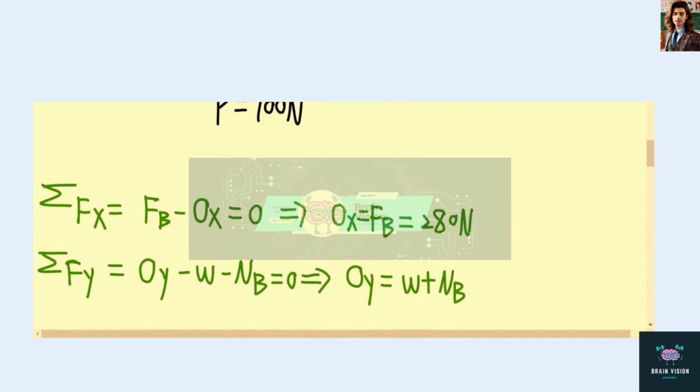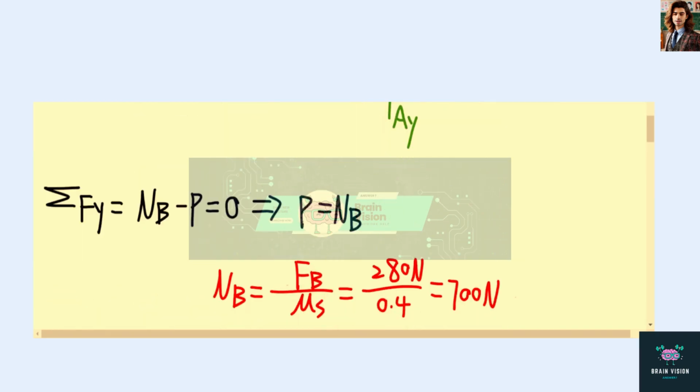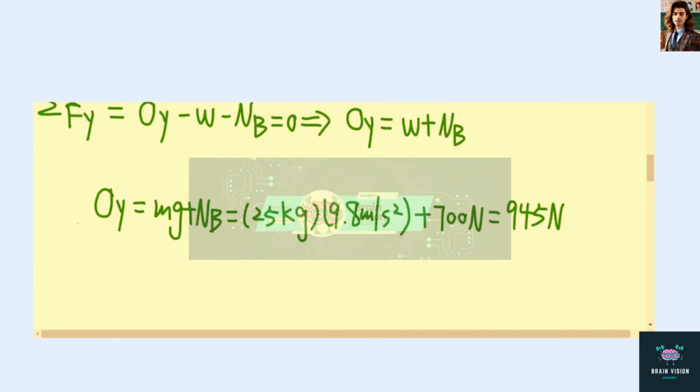Along the y direction, we have OY minus W minus NB is equal to 0, so OY is equal to W plus NB. OY is pointing upward, while W and NB are pointing downward, and we consider the upward direction as positive. This gives us OY equal to mg plus NB, which is 25 kilograms times 9.8 meters per second squared plus 700 Newton. This gives us the vertical component of the reaction at pin O is equal to 945 Newton. And these are the answers for this question.